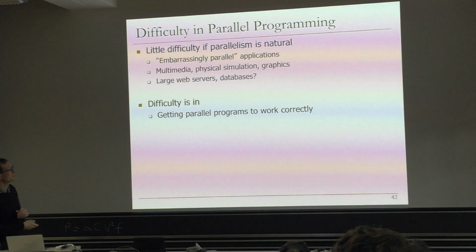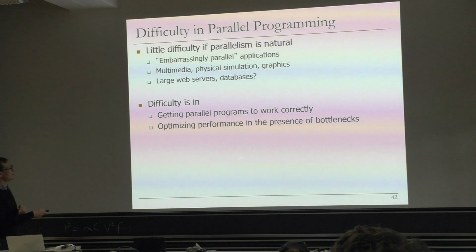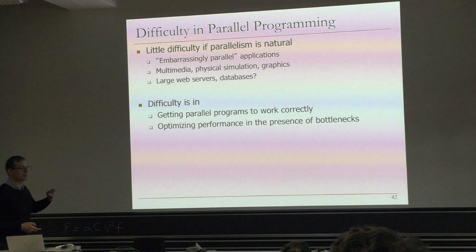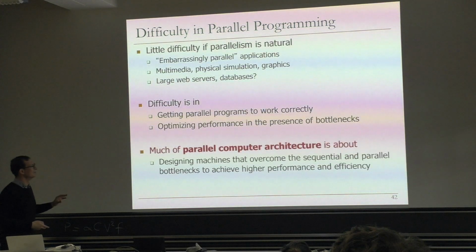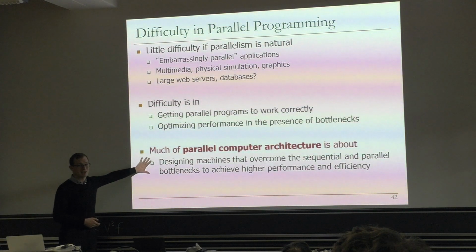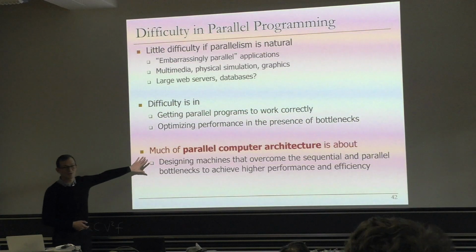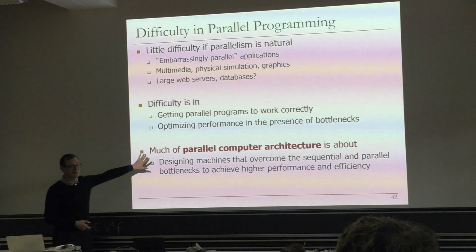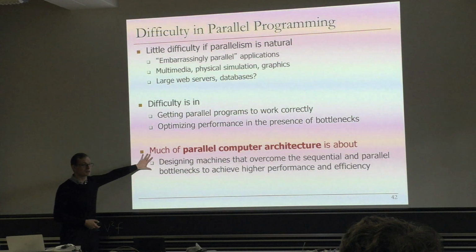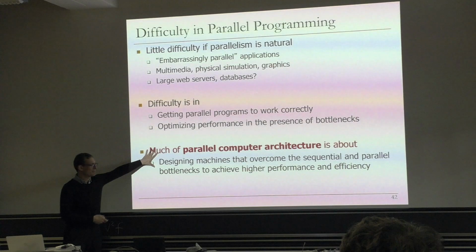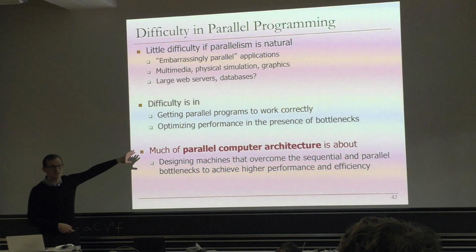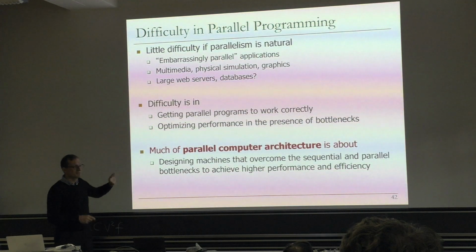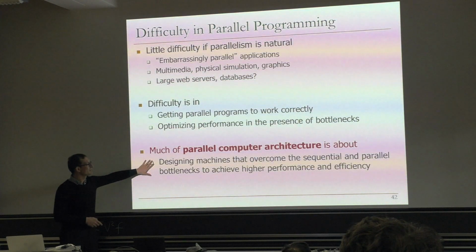You need to get your parallel programs to work correctly, and you need to optimize performance in the presence of all these bottlenecks. So in the end, much of parallel processing and multiprocessing is really about designing machines that can overcome these sequential and parallel bottlenecks to achieve higher performance and efficiency. And the Cray-1 design is a very good example, right? As I said, that was the fastest parallel machine of its time, but it was also the fastest scalar machine of its time, because they knew that they couldn't beat other computers if they didn't go fast in the serial bottleneck.